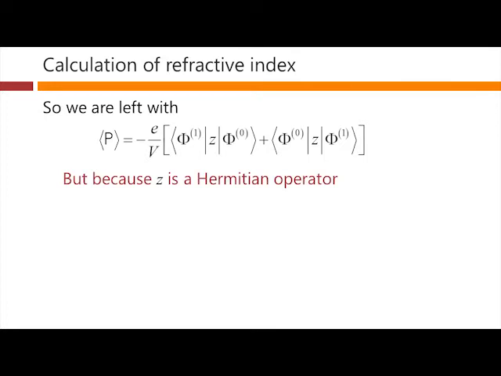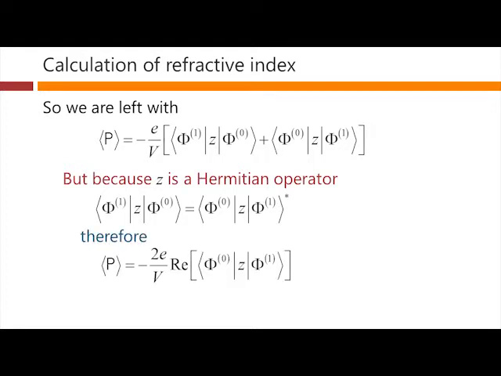But because this operator z is a Hermitian operator, this bra-operator-ket is equal to the complex conjugate of this one. That's actually a definition of Hermiticity. And therefore, the polarization is actually equal to twice E over V, with a minus sign, the real part of this particular object here. Because an object plus its complex conjugate just gives us twice the real part of the object.